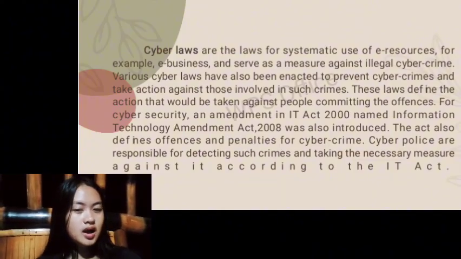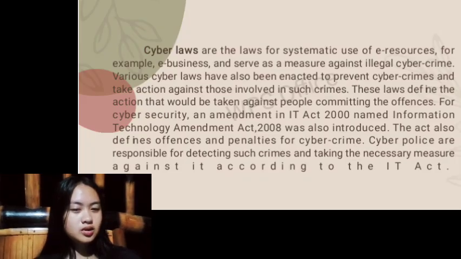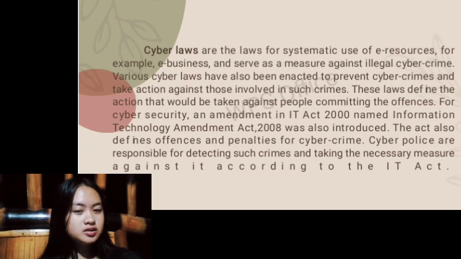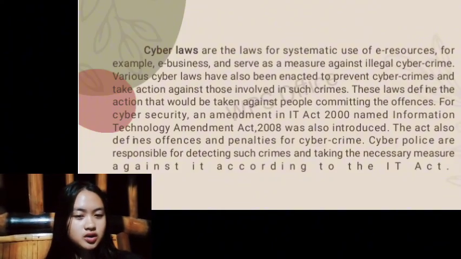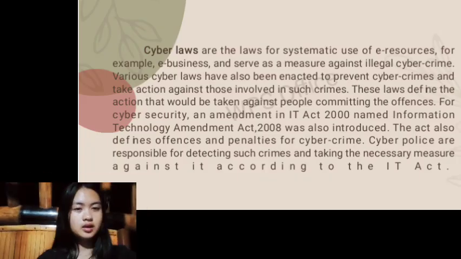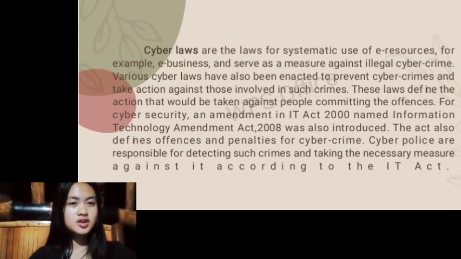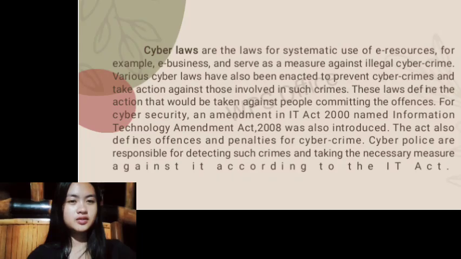For cybersecurity, an amendment to the IT Act 2000, named the Information Technology Amendment Act, was introduced in 2008. The act also defined offenses and penalties for cybercrime. Cyber police are responsible for detecting such crimes and taking the necessary measures against them according to the IT Act. These laws cover various aspects including e-business regulation, ensuring safe and lawful online transactions, and regulating the penalties for engaging in cybercrime, including hacking, phishing, and identity theft.